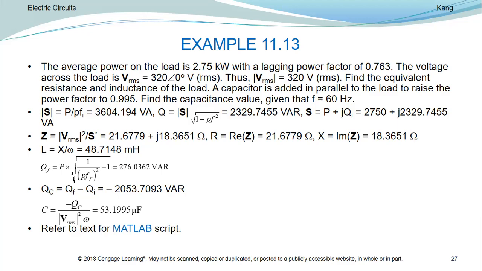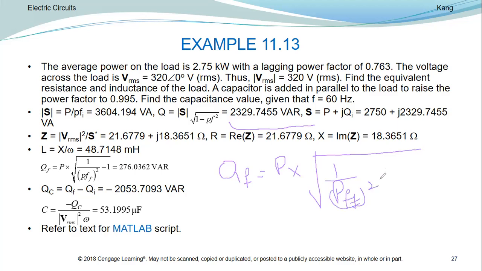Real part is P and the imaginary part is Q. So you have to find them using the formula. S equals P plus jQ. So this will be equal to 2750 plus j 2329.7415. Now we have to find the value of QF. So QF, as I have done before, is P into the whole under root 1 upon PFF whole square minus 1. We can put the values in this formula to find the value of QF.